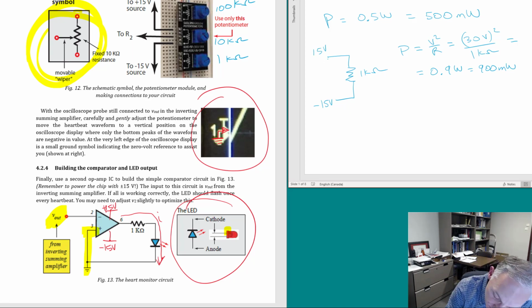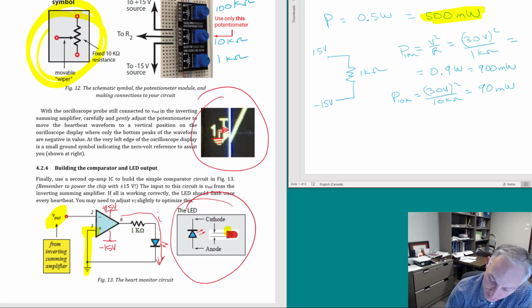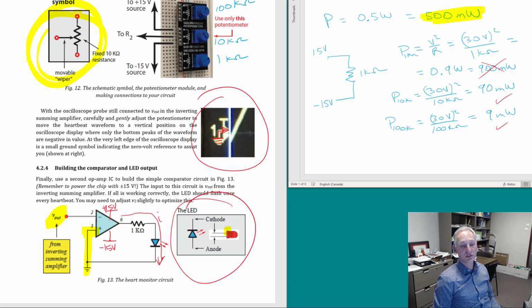What about for the 10K? Well, that's going to be 30 volts squared, the same, divided by 10 kilo ohm, and that's going to be 90 milliwatts. So that's well under the 500 that's maximum. So that one works. This one, it exceeds 500. And then, of course, the 100 kilo ohm is going to be just 10 times less than that, and that would work too, except might have some other issues with that circuit.